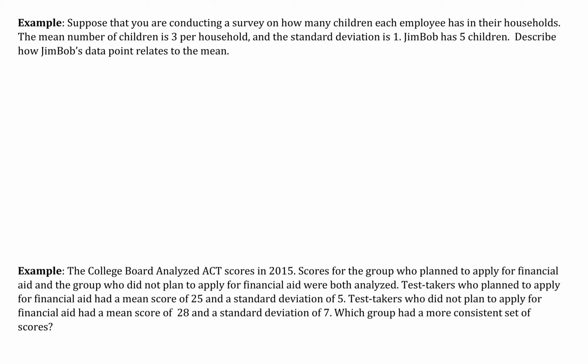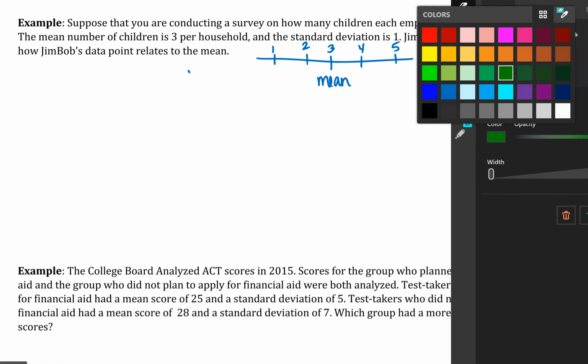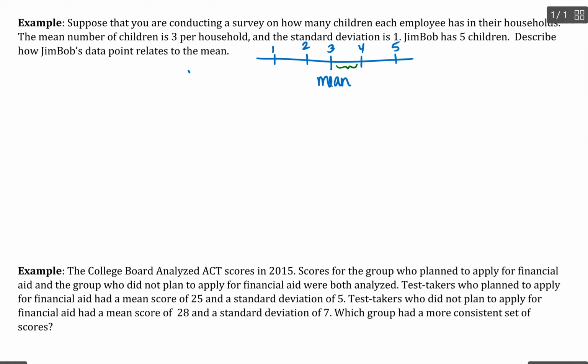So for this example, I would like to visualize what the mean and standard deviation are. In order to do that, I'm going to draw a little number line where we will see the mean is 3, and then we were told the standard deviation is 1, so every one, I'll just mark a couple of them. So we have 4, 5, and then 2, 1. Each of those denotes a standard deviation. I'll say this is SD for standard deviation, and then there's another standard deviation, and then Jim Bob is sitting right here at 5.